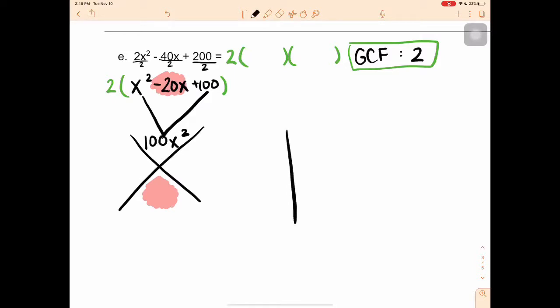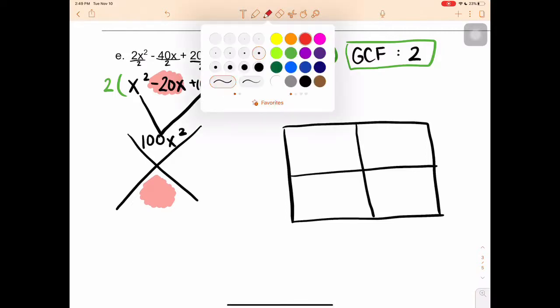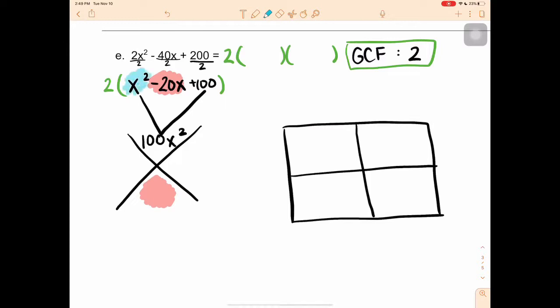And I'm going to go and draw my area model. Okay, so again, the top left is x squared, and its diagonal is the c term. That is 100. Okay, so here is x squared, and the orange is 100. And you guys notice, right? I'm not messing with that 2 out in front at all. Like, it's done. It's already there for us. So, whoops, I forgot to write. This is negative 20x.